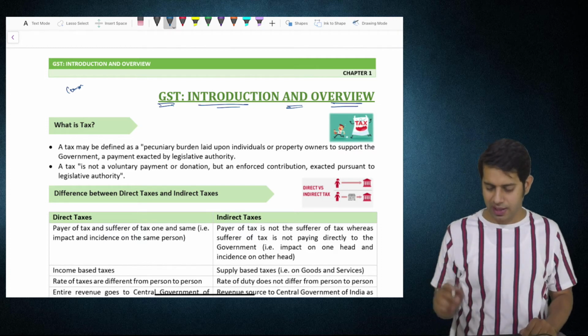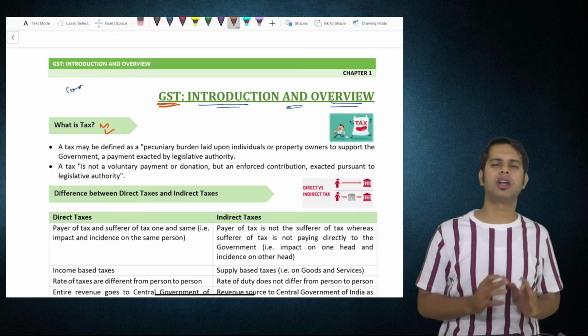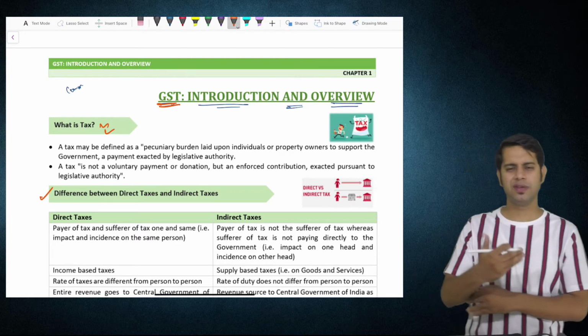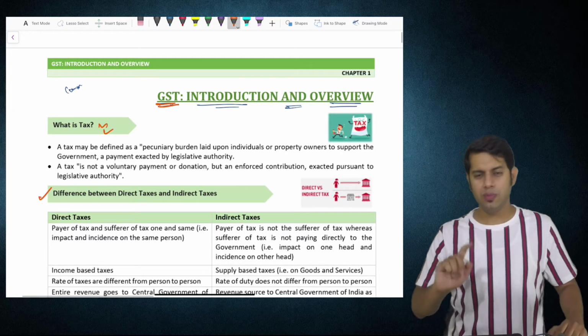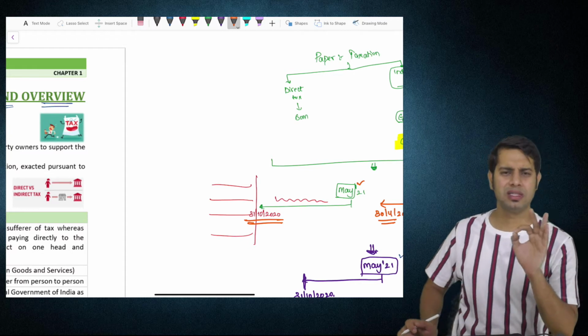Similarly, the GST also, let us start from the basics. Let us know what is tax, what are the different types of taxes, then we'll come to the GST. We'll not straight away jump into GST. And one more thing I'll tell you before starting the class. Trust me for this subject.